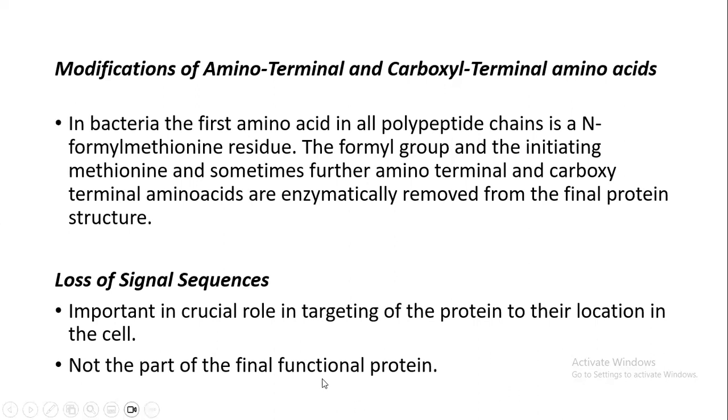The second category of modifications is loss of signal sequences. Signal sequences are crucial for targeting a protein to its final destination, the location in the cell where it functions. For example, in eukaryotes you have different organelles such as the nucleus, and the proteins have to be transported from the location of protein synthesis, that is the cytosol, to different organelles. Almost all proteins have some signal sequence.